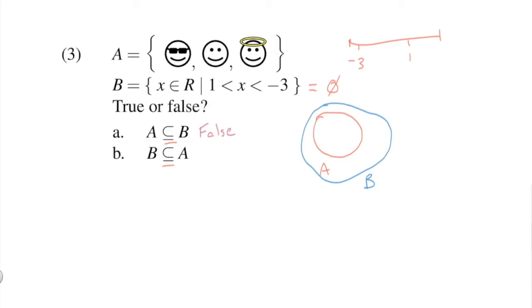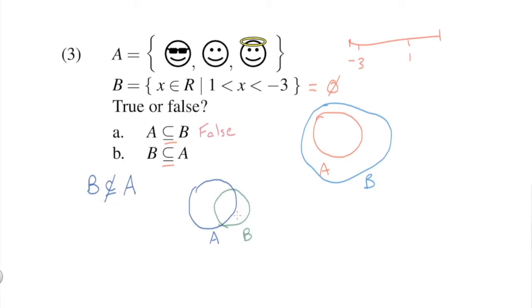Okay, let's look at B. Is B a subset of A? Now this one is a little trickier. B is empty and A has 3 members. So is B really a subset of A? Well, let's think about it. Let's assume, for the sake of argument, that B is not a subset of A. So what would that mean? It would mean we have some set A, and then B has some region which exists outside of A. That's the necessary condition for B not being a subset of A.